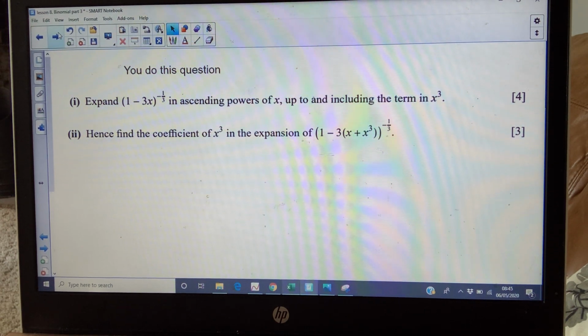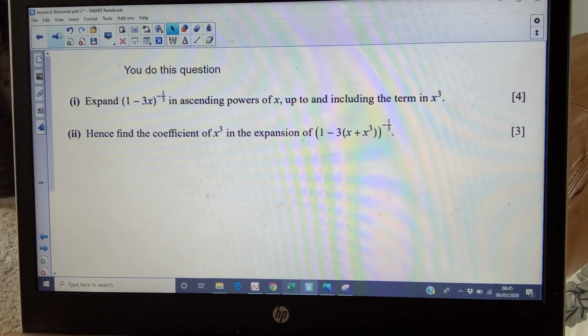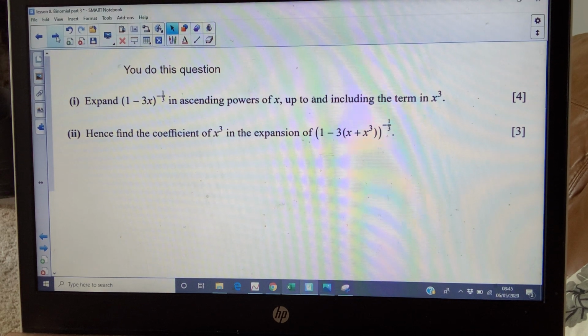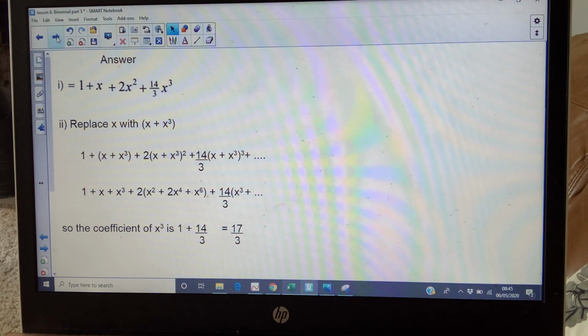Okay, you'd be expecting to maybe spend about 10 minutes on it, maybe just slightly less if you're in an exam. Okay, here's the mark scheme. So that's your answer to part I. Obviously, you need to do a reasonable amount of work there to get that. And then here's your solution to part 2. So you can see I've replaced with x plus x cubed, and they were only interested in the x cubed term. So quite a lot going on. That's a hard question, so well done. So your answer is 17/3.